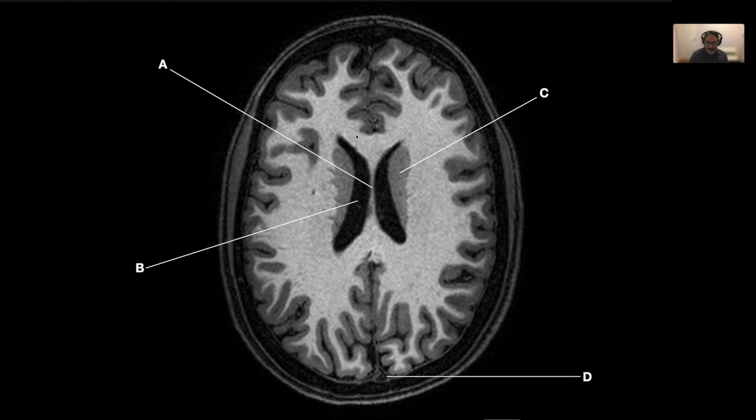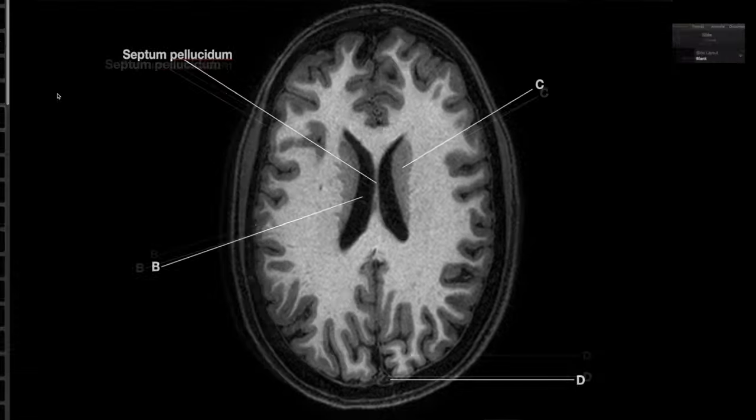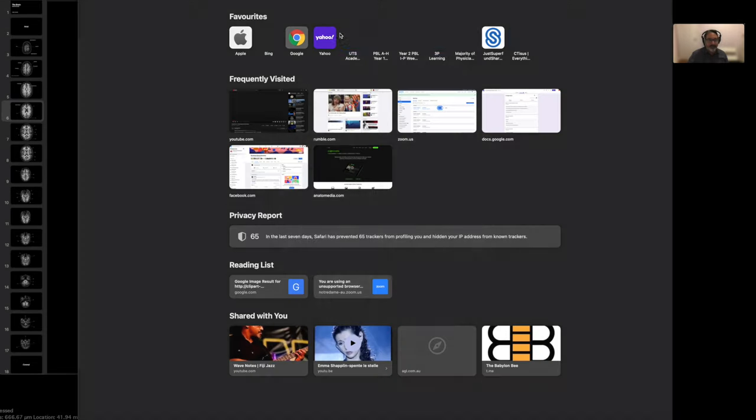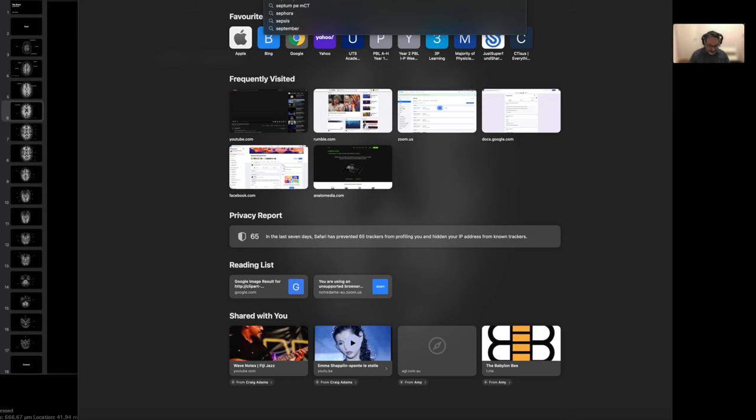A is not the corpus callosum. That is the corpus callosum, and that is the corpus callosum. A is something that's actually not on my list, but I did slightly mention it, and it's all right if you didn't remember, but that's the point of the quiz. It is the structure that separates, right in the midline, the two lateral ventricles. Septum pellucidum. I can't spell it either. Septum pellucidum. Actually, I'm a bit confused myself. So let's confirm.